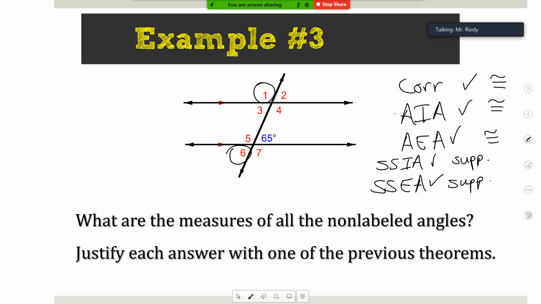Angle 1 is obtuse. Actually, it appears to be obtuse. We'll assume it is. Angle 6 appears to be acute. Therefore, they can't be equal. If they can't be equal, they must be supplementary. Okay, good. So we took the definition of these angle pairs, then said, okay, let's look at a special case when the lines are parallel. And if the lines are parallel, we get all these relationships.